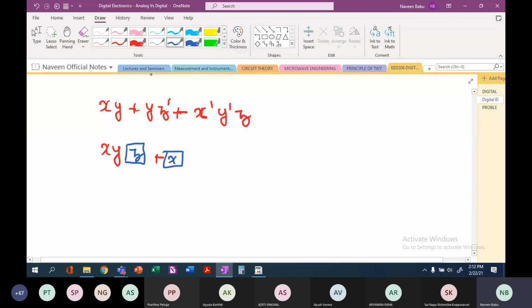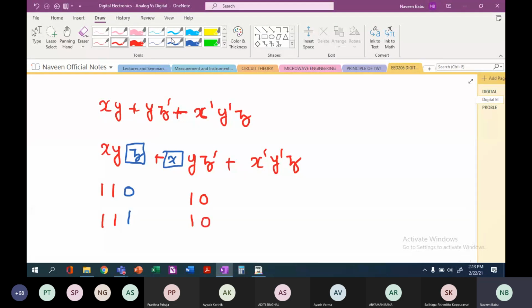Similarly, the last term corresponds to x bar, y bar, z. Now, xy means 1, 1. So this z can take either the value 0 or the value 1. So either this will be 110 or it can be 111. Coming to the next term, y z bar corresponds to 1, 0. X can take two values, so let me write 1, 0 twice. The two values x can take are either 0 or 1. And finally, in the third expression, I am having all the literals here.